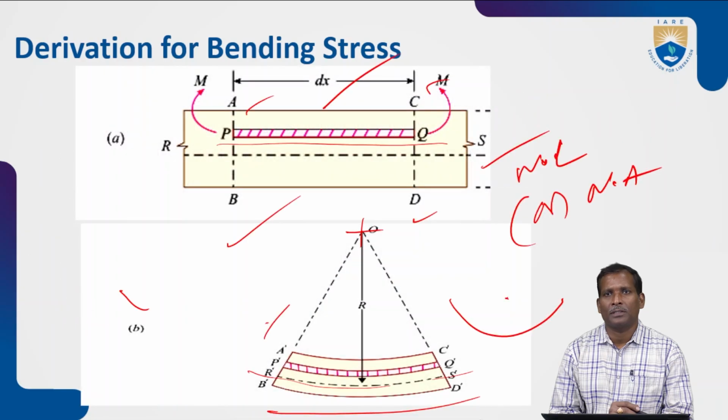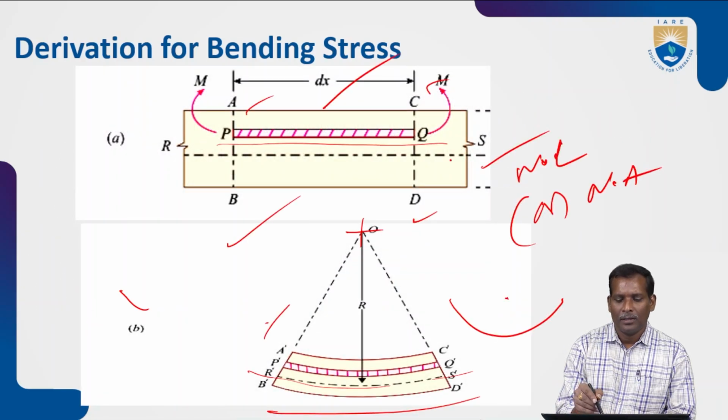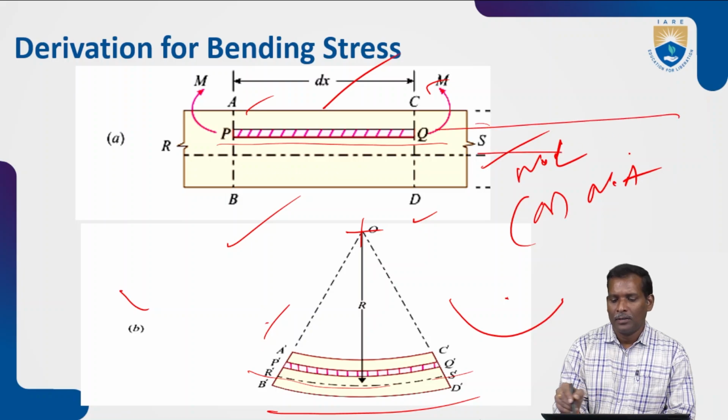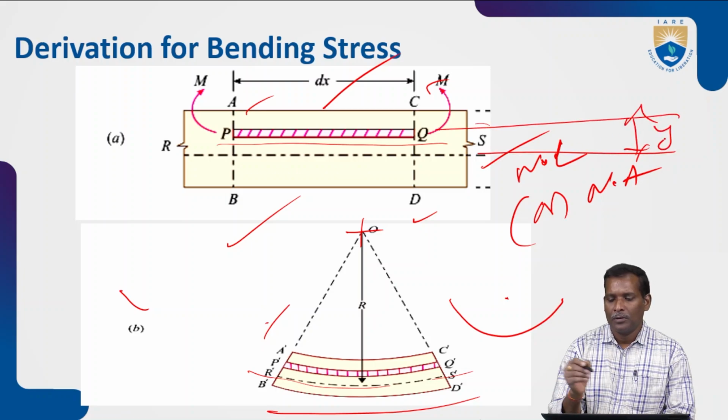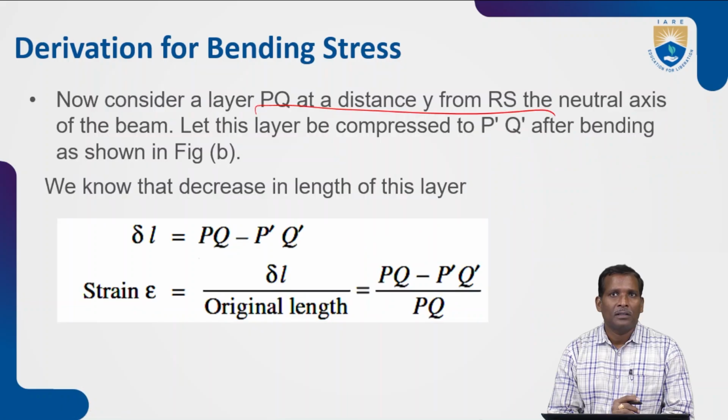This is already shown in this diagram. Take distance y from its neutral axis. Let this layer be compressed to P dash Q dash after bending.